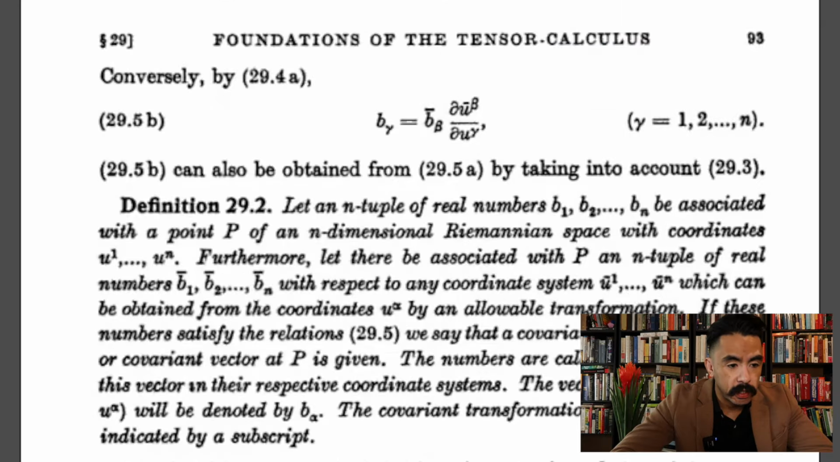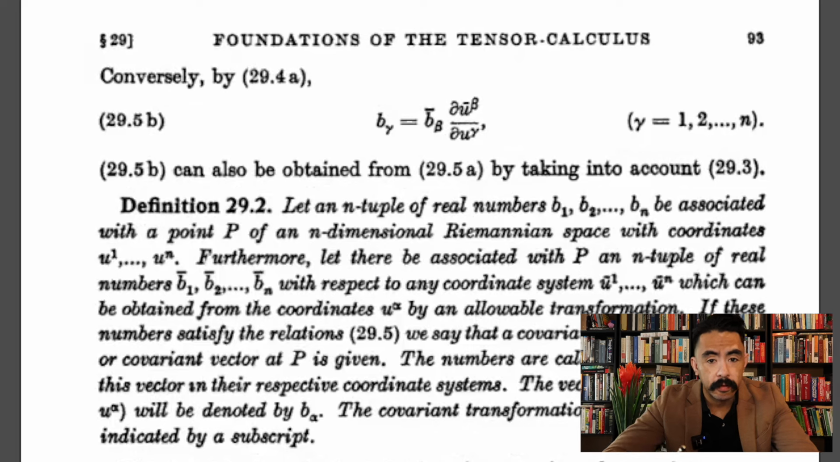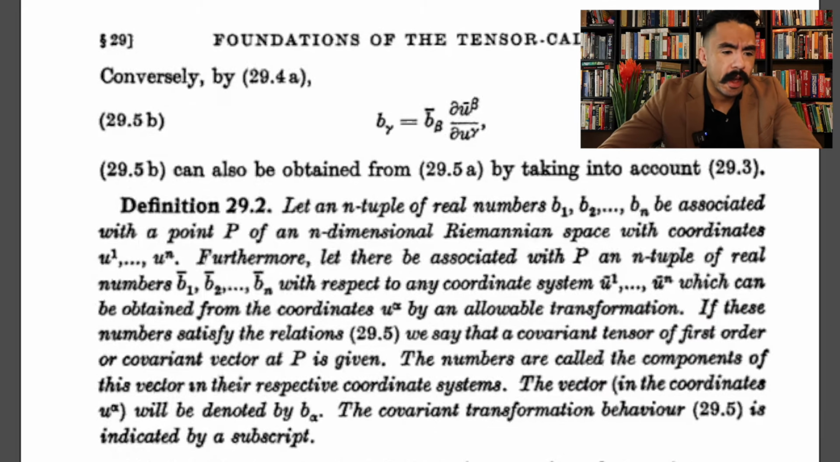Conversely, by the previously stated allowable transformations, b sub gamma is equal to b over bar sub beta times partial u over bar beta partial u over bar gamma, where gamma is 1 through n. And this can also be obtained from the previous relation by taking into account the previously given relation involving the Kronecker symbol. We now arrive at definition 29.2.